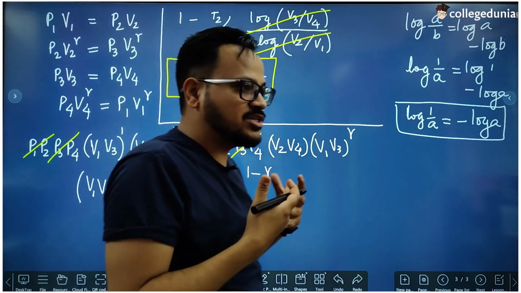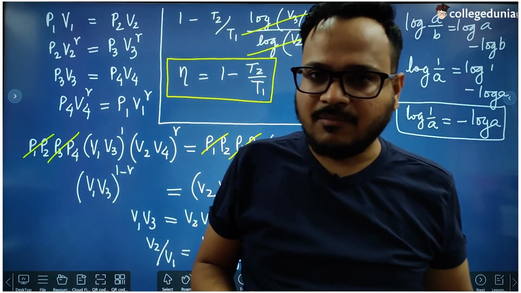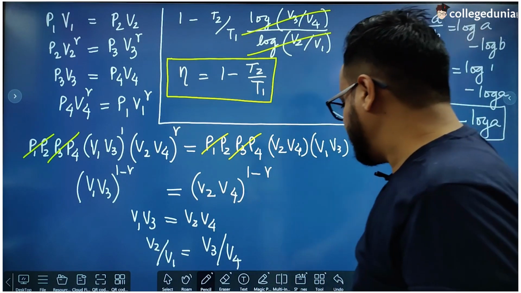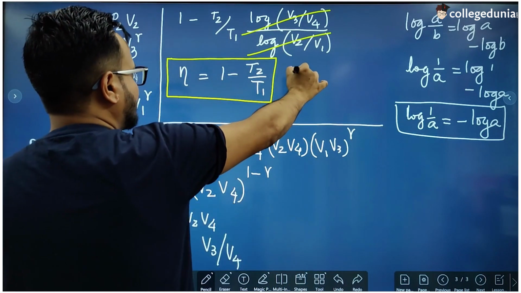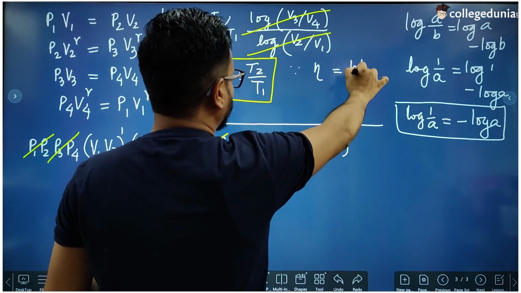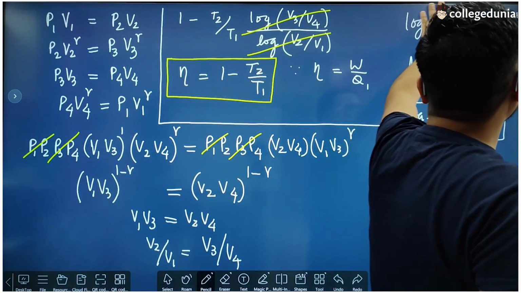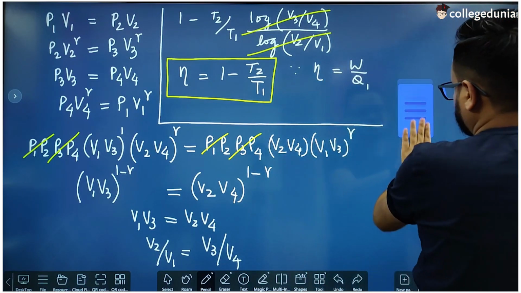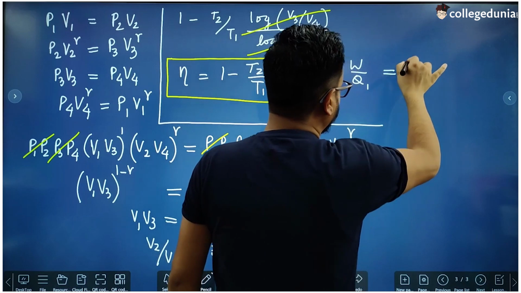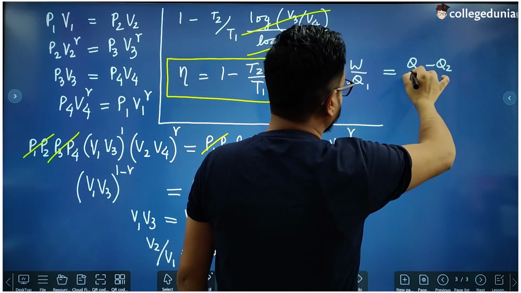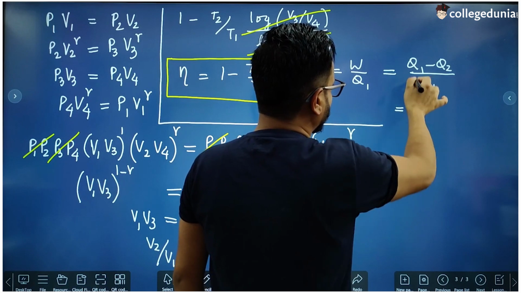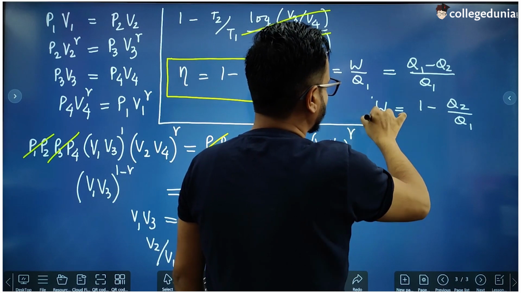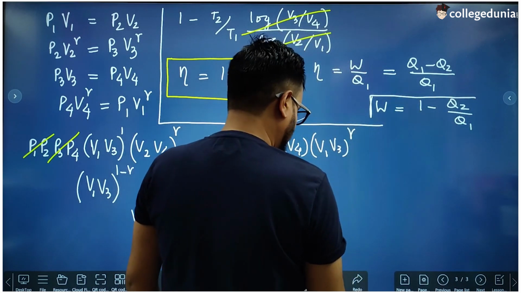So this is the formula for efficiency of a Carnot engine. Efficiency is 1 minus T2, which is the temperature of the sink, divided by the temperature of the source. And efficiency was what? It was W by Q1, right? W was Q1 minus Q2 divided by Q1. So it is Q1 by Q1 is 1 minus Q2 by Q1. So this is the efficiency.